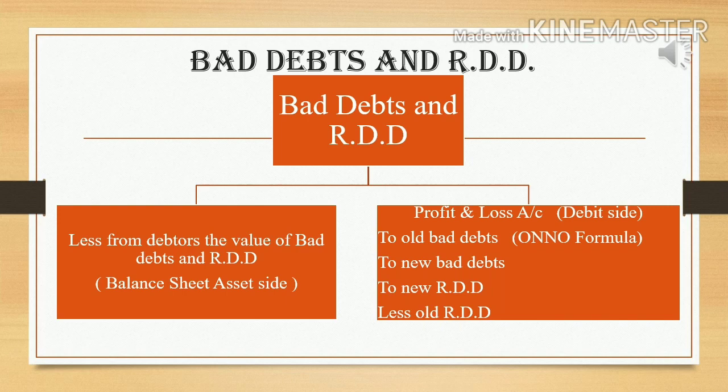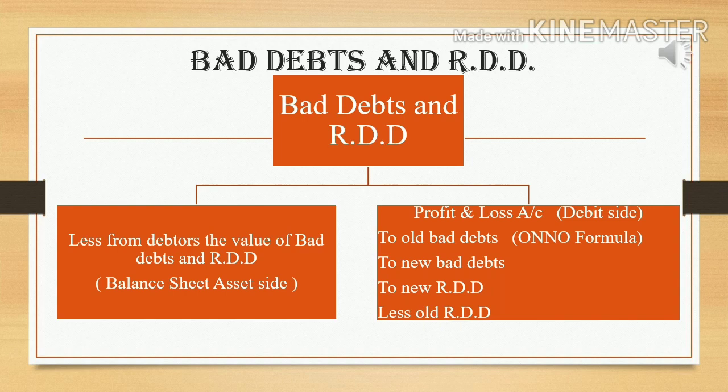Okay. Moving further, I will explain a simple thing. Sometimes bad debts and RDD are given in the trial balance itself. So I always explain to my students that the bad debts and RDD given in the trial balance are considered old bad debts and old RDD. And the bad debts and RDD given in the adjustment are considered new bad debts and new RDD. Just remember this. Now we will move forward.